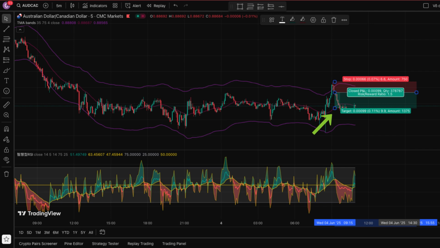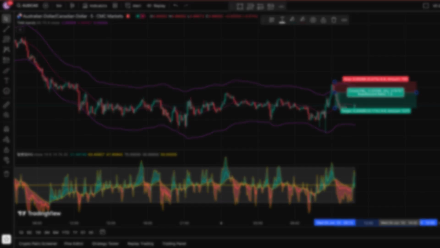Take profit. Now, for exits, you've got two solid options. First, aim for a minimum 1-to-1 risk-to-reward ratio. This means your potential reward is equal to what you're willing to risk, a balanced, disciplined approach. Alternatively, you can take profit when price touches the middle TMA band. This method works especially well for scalping, letting you lock in quick profits before momentum fades. By combining smart entries with conservative exits, you give yourself the best chance to win more often and stay in the game longer. In the next section, we'll go over a few pro tips to help you get even more out of this strategy.